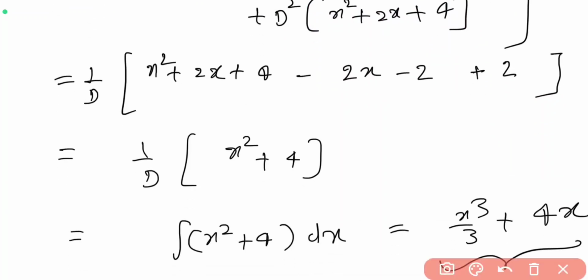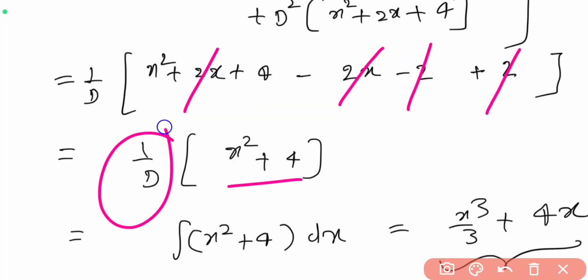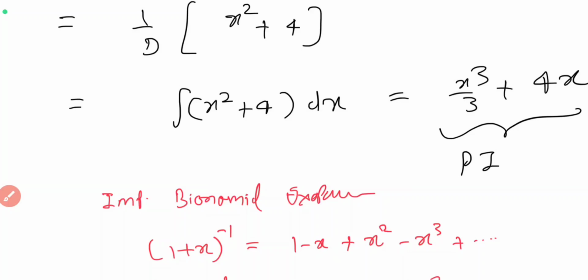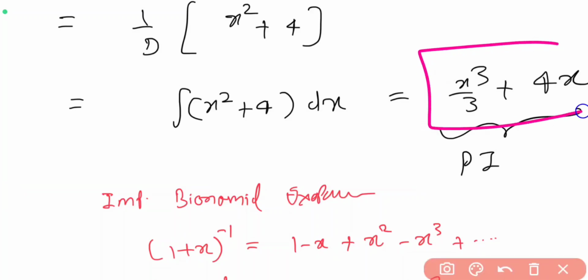Now in this we have a few things. 2x and 2x will get cancelled. This 2 will get cancelled. So x square plus 4 will be remaining. And you know now what to do with this d. So 1 by d, whenever you see, that is nothing but an indication to integrate this here. So after integration, whatever you got, this became your pi.